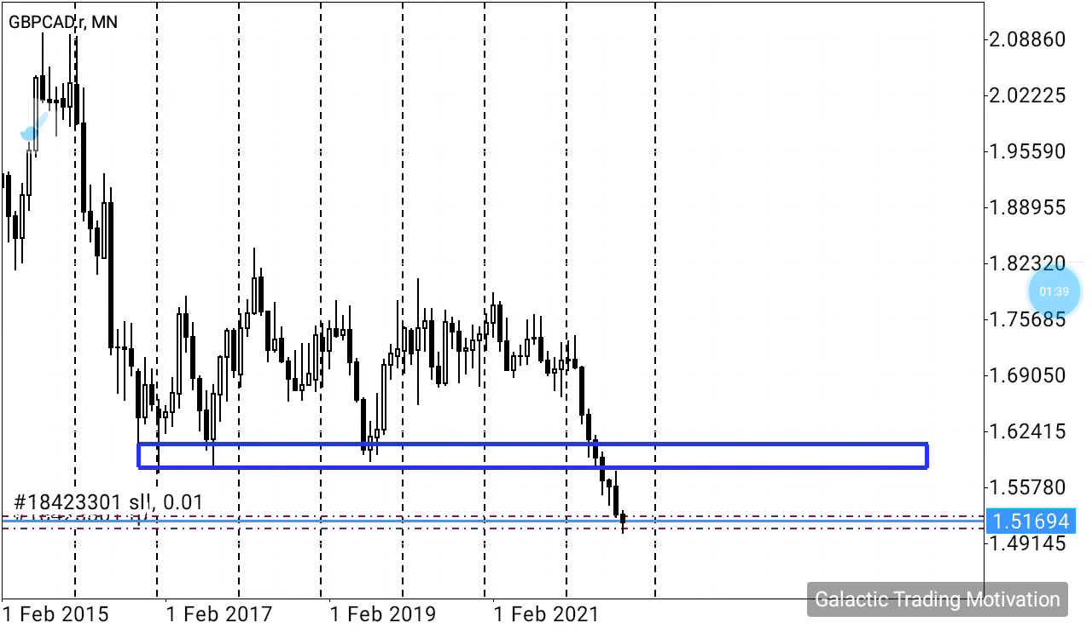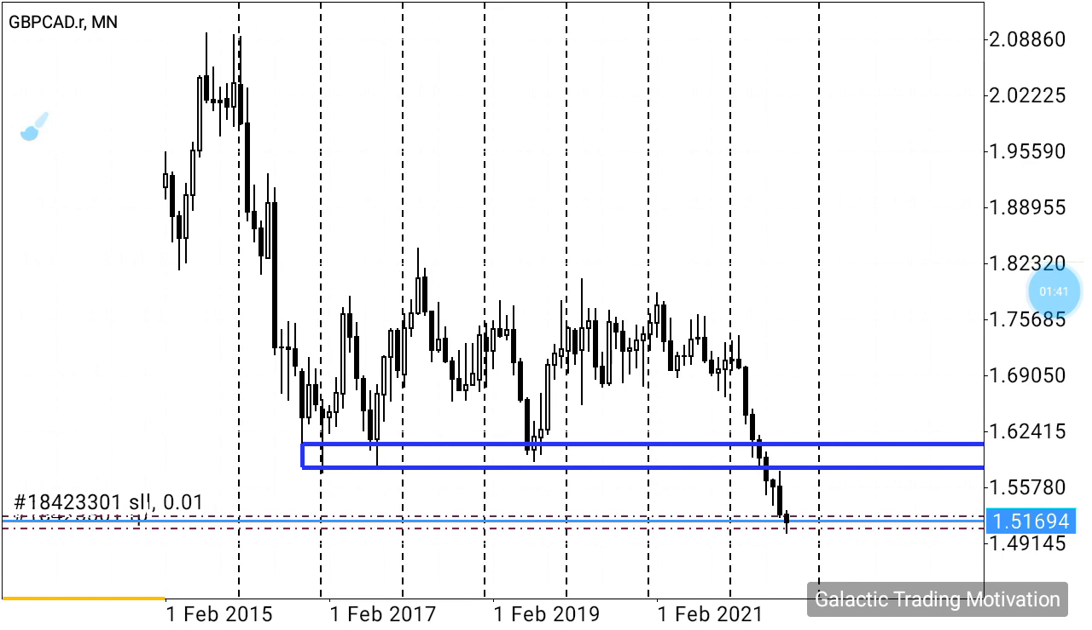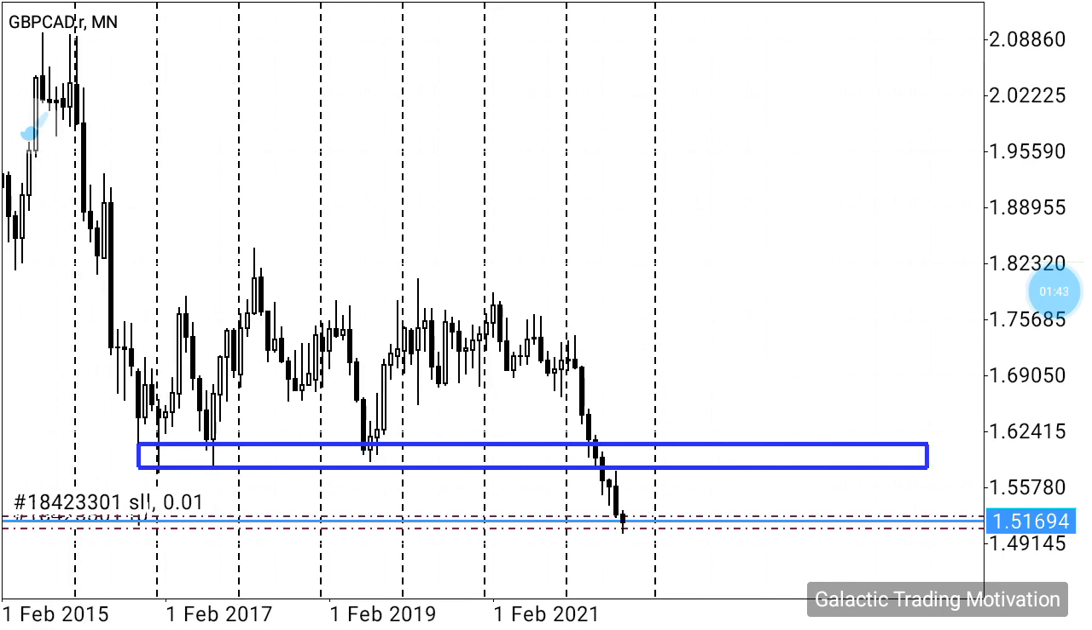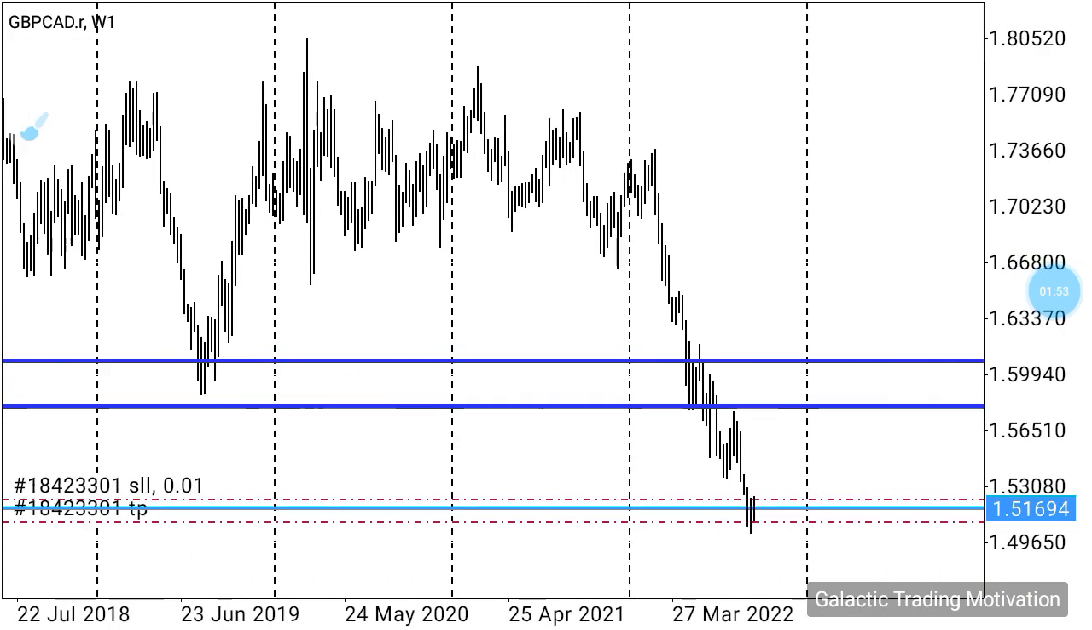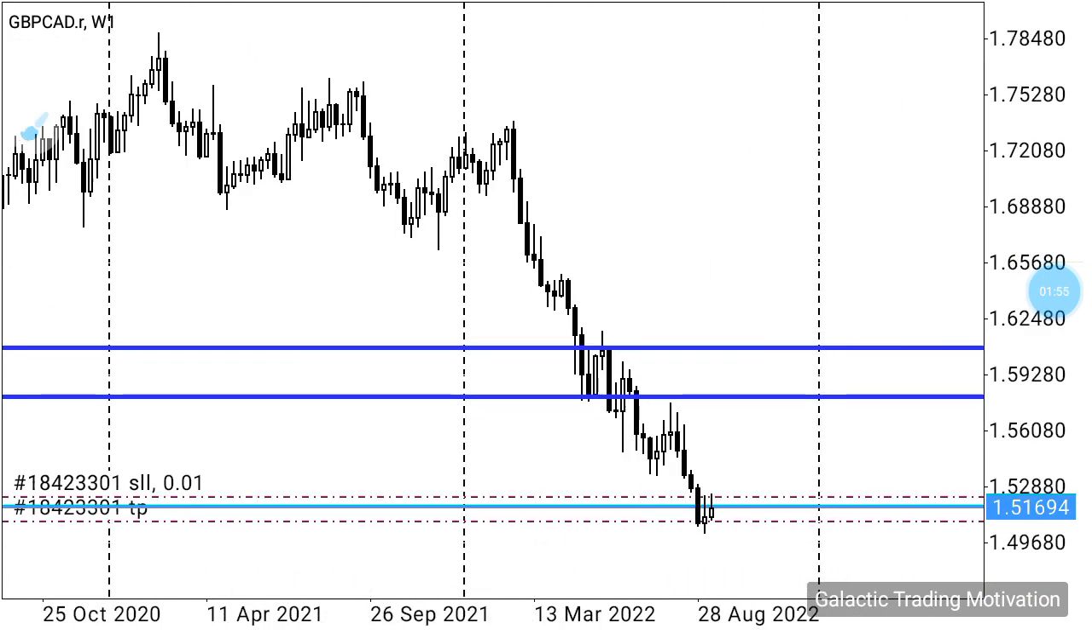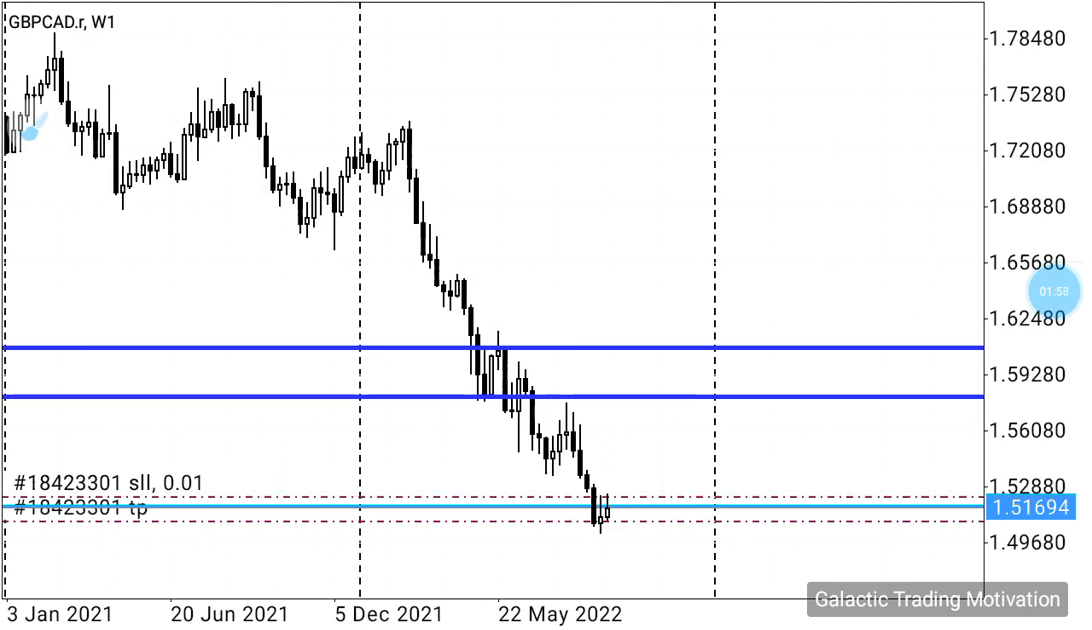Is there anything else that we see on this particular monthly chart of GBP CAD that we should be paying attention to? And the answer is no at this point in time. So I'm gonna head down to the weekly chart, and here we are on the weekly chart.